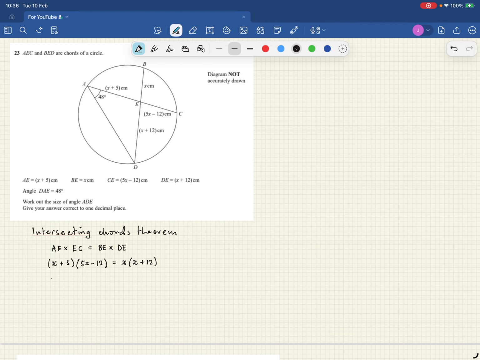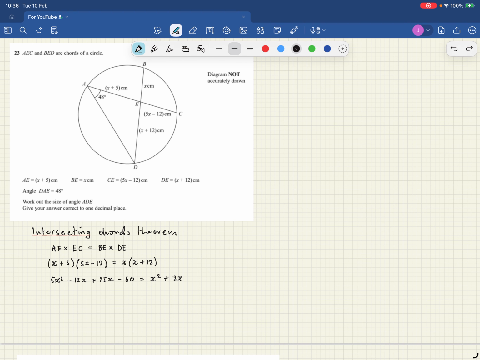Let's do it. So I'm going to get 5x squared minus 12x plus 25x minus 60 on that side, which is going to be equal to x squared plus 12x on the other side. And I'm going to take away this stuff from the left-hand side, so that I have 0 on one side, and I'm going to simplify as I go.